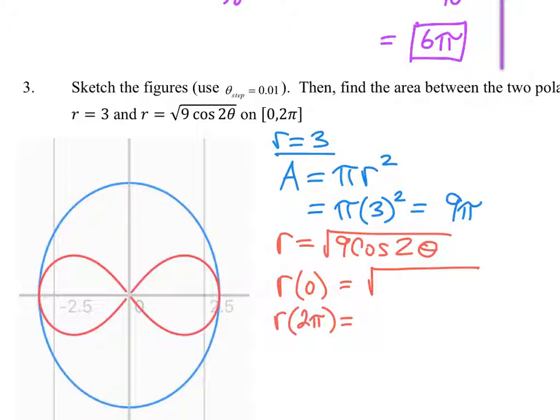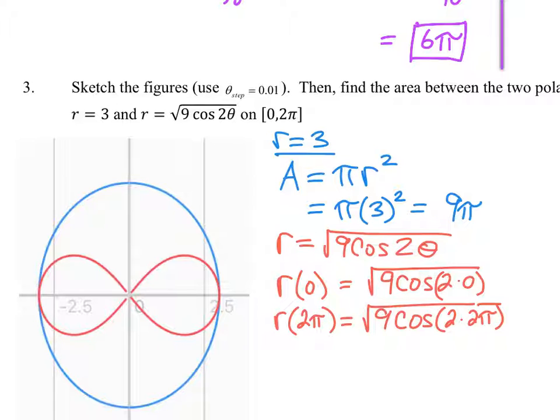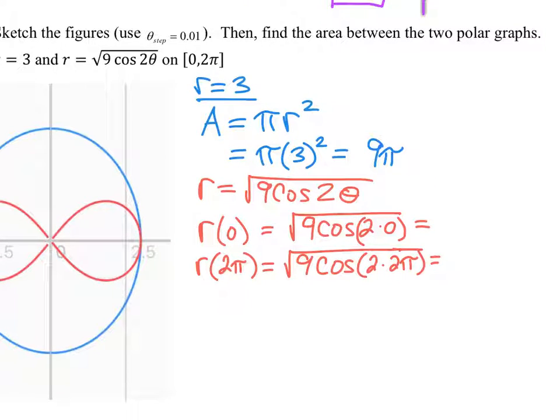So pop it in: 9 cosine of 2 times 0, and then 9 cosine of 2 times 2 pi. That's what I was saying, it's more pre-calc than anything else. It's not algebraic manipulation as much as it is computation related to trig. All right, so 9 cosine of 0 for the first one. Cosine of 0 is equal to 1, so we're looking at the square root of 9.